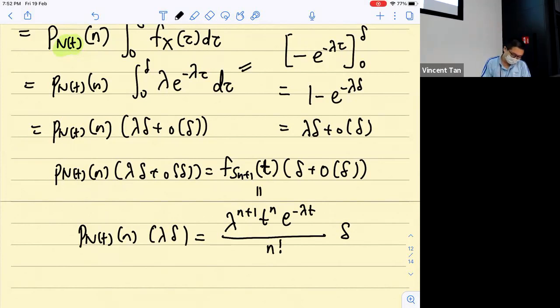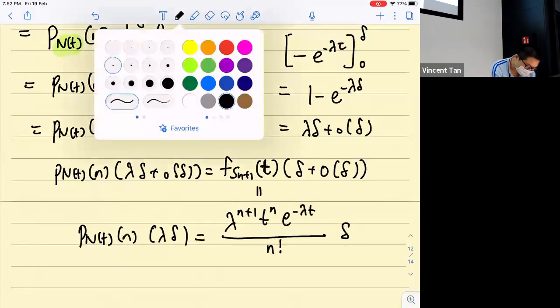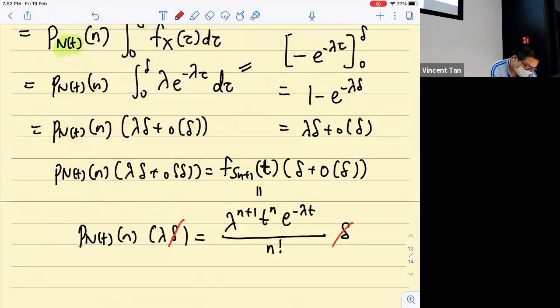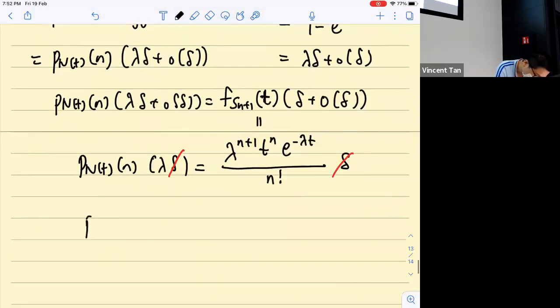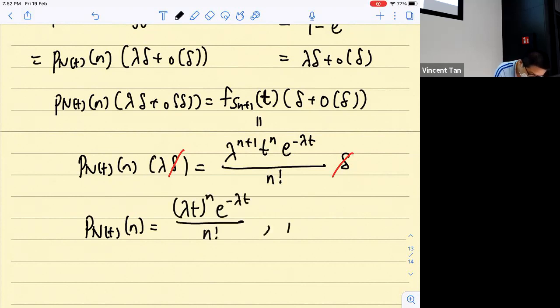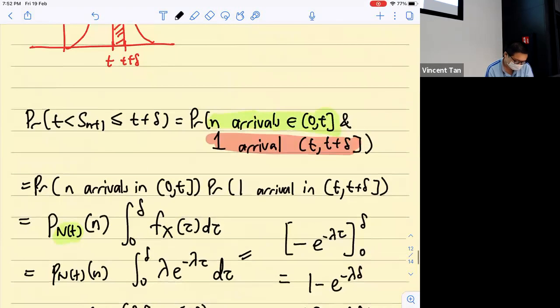All right. So now we can actually take away this delta because it is not 0, but just some small number. And then we can divide through, and magically, voila, we get Poisson. Magical, right? This is the first proof. This is the book's proof. Okay? So, good for them.